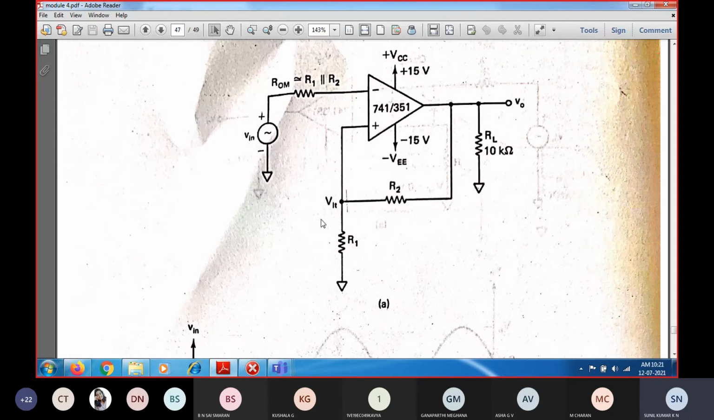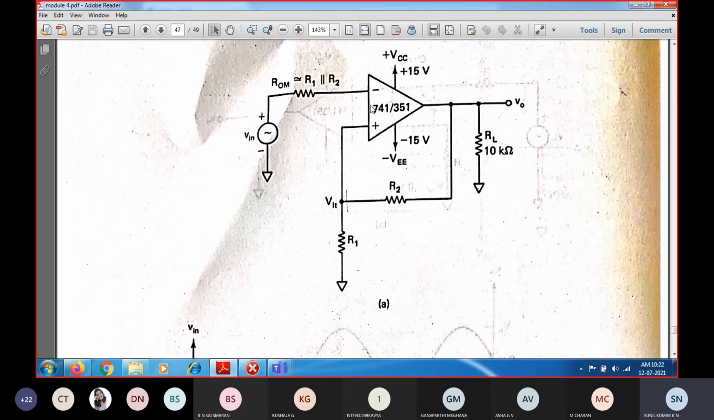As I told, the Schmitt trigger and zero crossing detector, whenever the operational amplifier is employed in the open loop configuration or positive feedback configuration, basically act like a comparator. It is going to compare the inverting input and the non-inverting input.